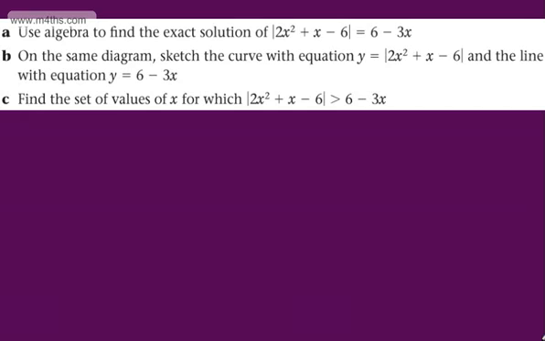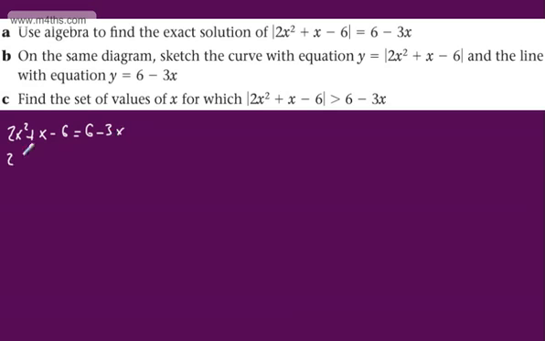In this video, we'll do another exam question looking at inequalities. In part A, it says use algebra to find the exact solutions of the modulus of 2x squared plus x minus 6 is equal to 6 minus 3x. Let's first consider the positive values. So we're going to get 2x squared plus x minus 6 is equal to 6 minus 3x.